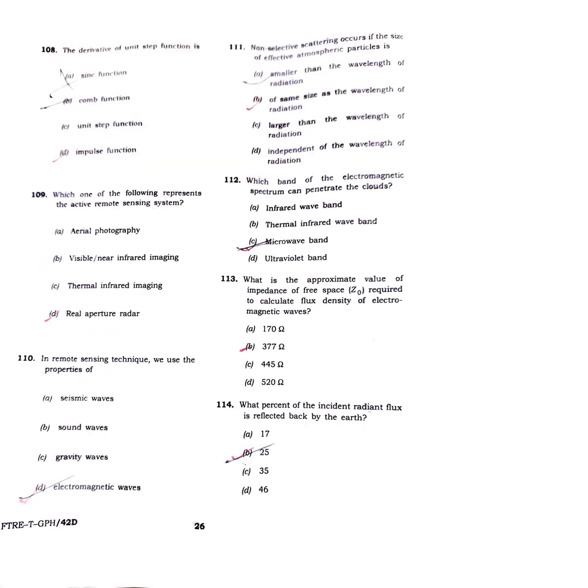Consider the following statements regarding autocorrelation function, ACF. So this 3 is not correct. Okay, the ACF contains all the amplitude information of the original waveform, that's why option A is correct. 107 question, the frequency domain of a time domain delta function contains unit frequency range. B option correct. 108, the derivative of unit step function is impulse function.